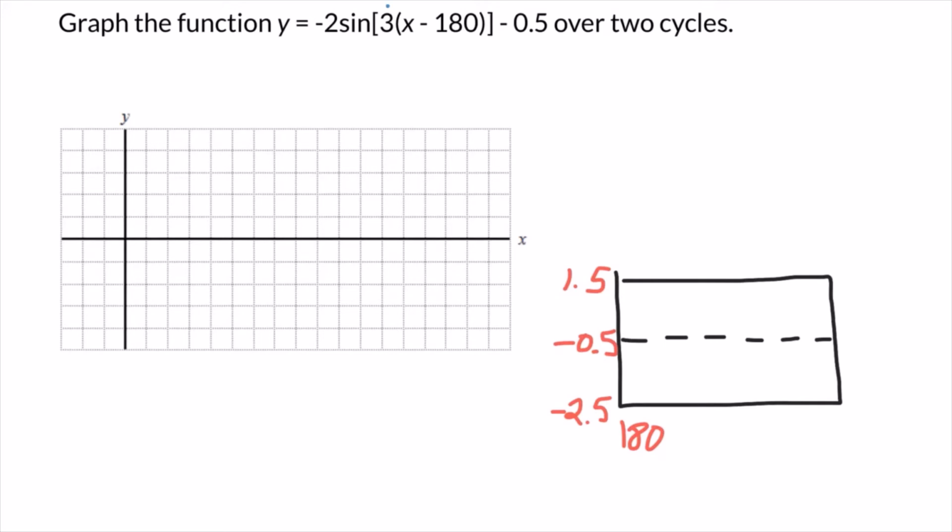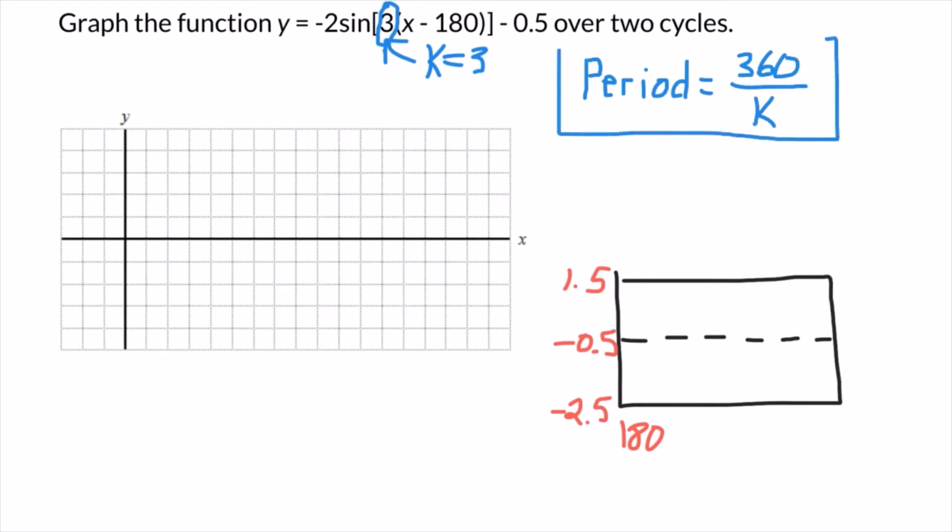The trickiest part is when you have a k value. So in this case, k equals 3. This refers to a horizontal stretch or compression, and it's kind of the opposite of what you would expect. So we're not multiplying by 3, we're actually going to be dividing by 3. And I'm talking about the period. The period is always equal to 360 divided by k.